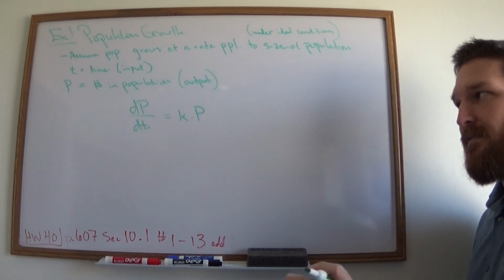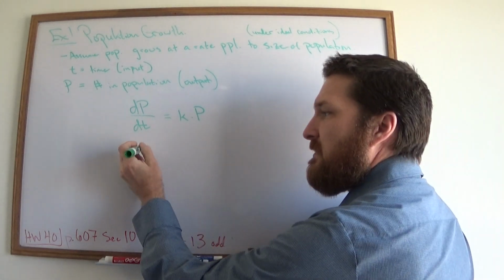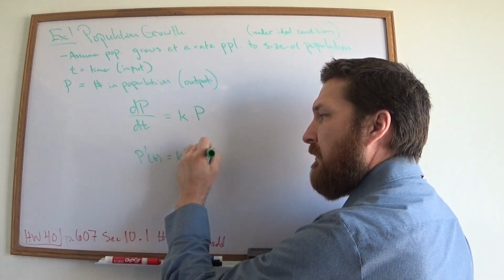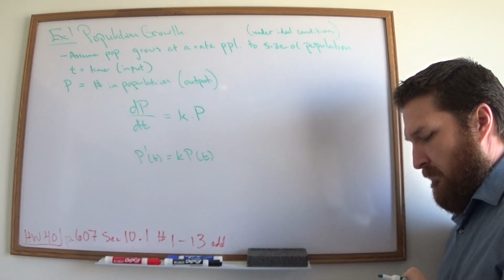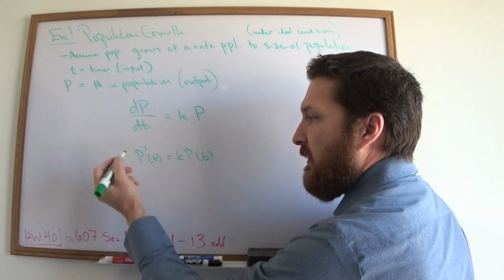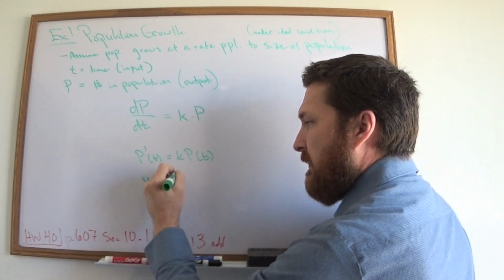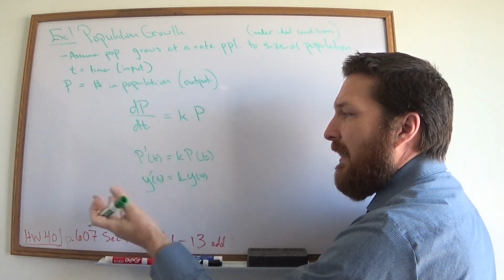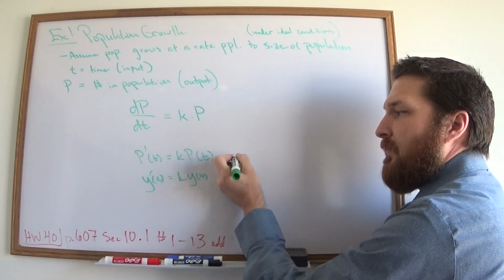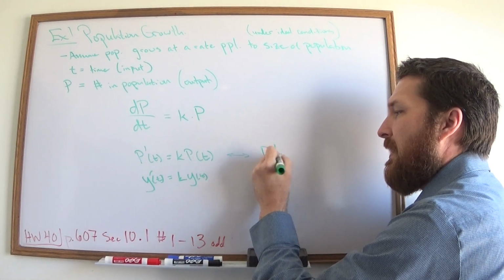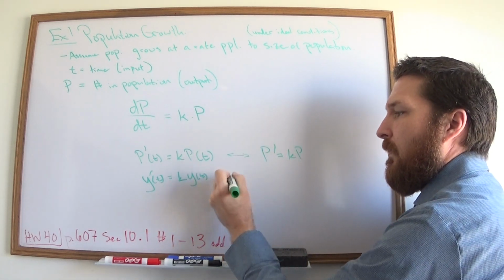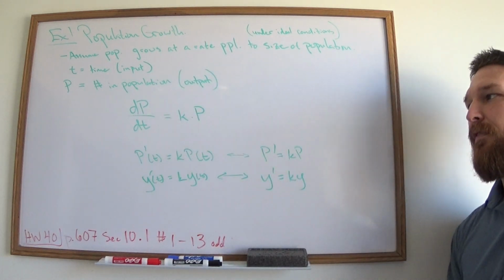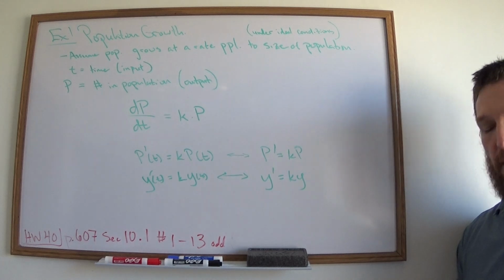Okay, now just as an aside, I could have just as easily written this as p prime of t equals k p of t. That would mean the exact same thing. If I had named p something else, I could have called it y. y prime of t equals k y of t. Or I don't necessarily need to use the t's. I could say p prime equals kp, like that. Or I could have said y prime equals ky. And these are all exactly the same differential equation. Just a bunch of different ways of writing it.